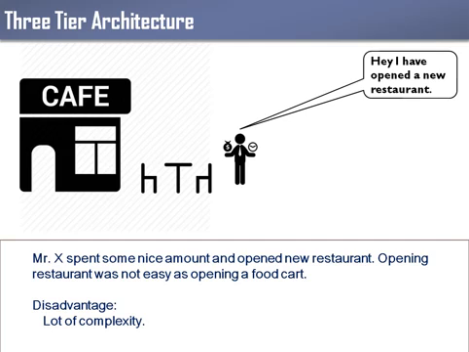Now the problem, what is the disadvantage of this three-tier architecture, is that this person has to spend a huge amount of money in order to start this restaurant or cafe. So if we compare the amount of money you invested for this restaurant with the amount of money invested for a food cart, this one is more as compared to the food cart. So starting a food cart is easier than starting a restaurant. So we can say the disadvantage is that there is a lot of complexity.